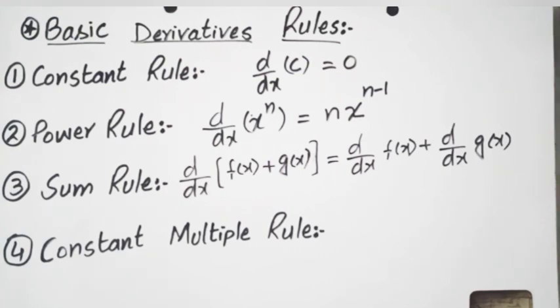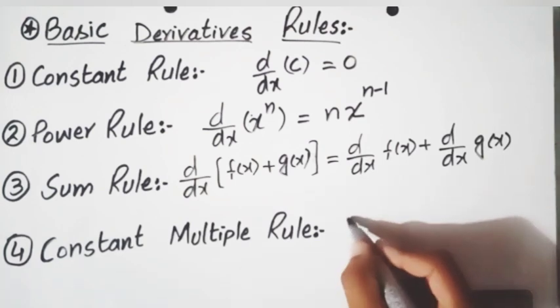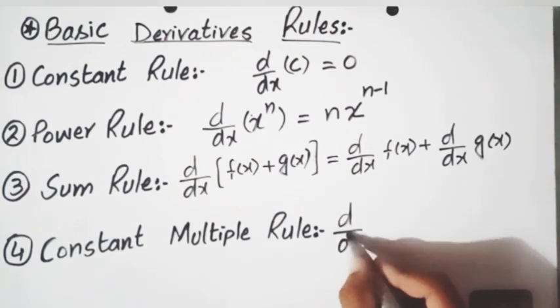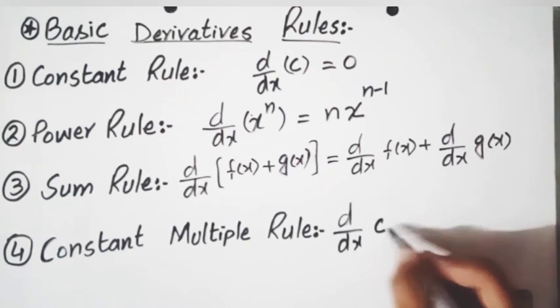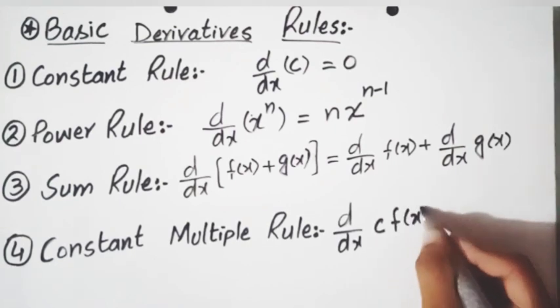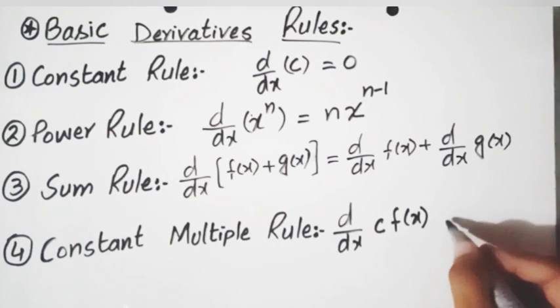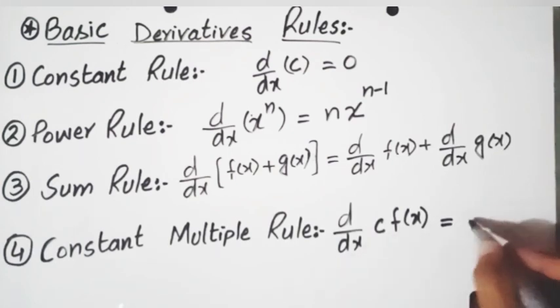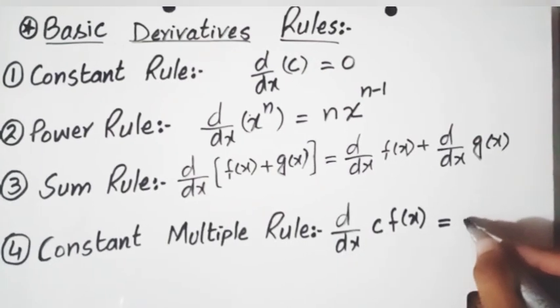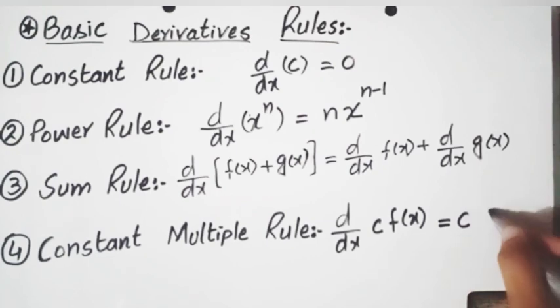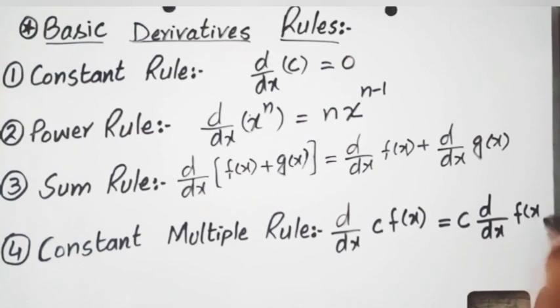And then we have the constant multiple rule. What is the constant multiple rule? If there is a constant multiplying a function, for example a constant c in multiplication with f of x, we can take this constant out of the derivative. We can write this constant at the start and then take the derivative of that function, and that will be right and will make no difference.